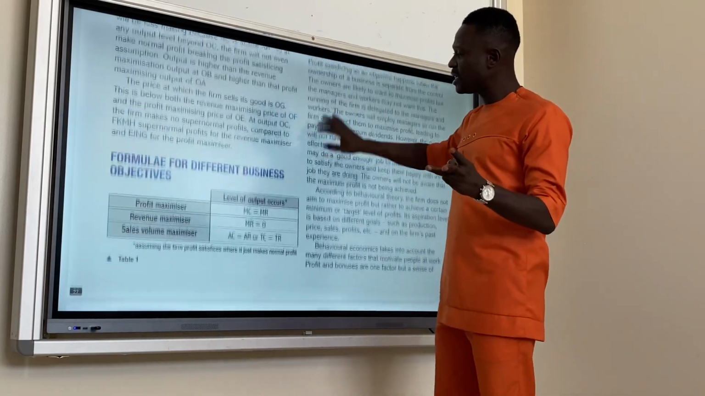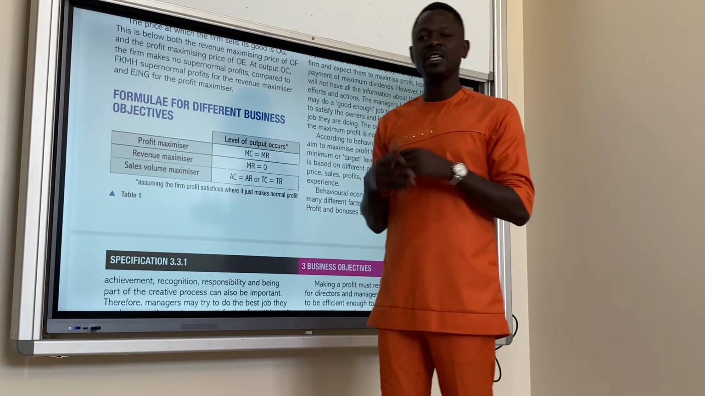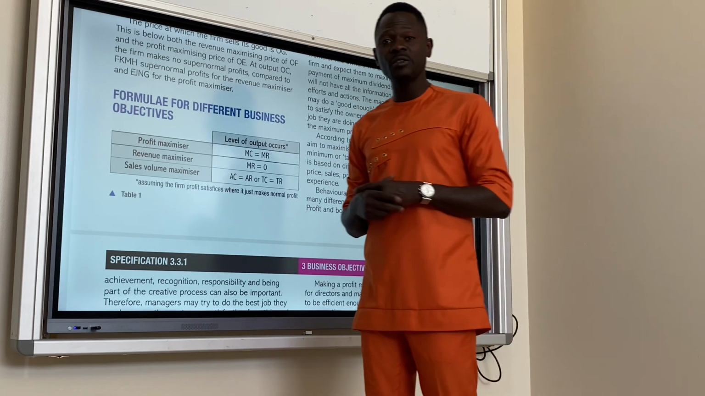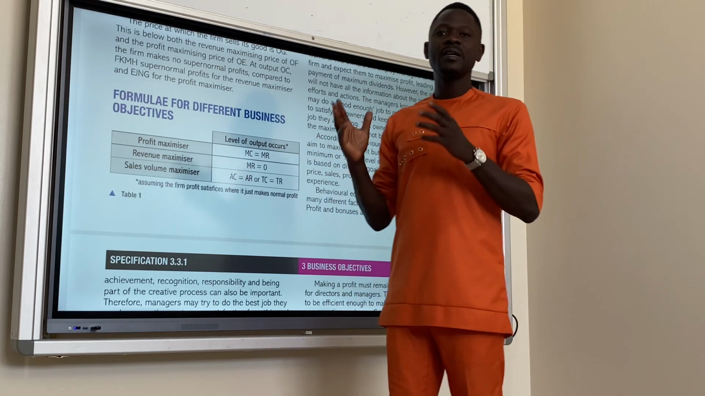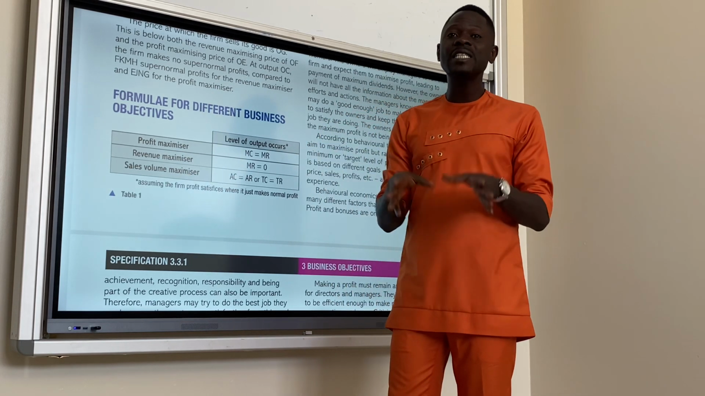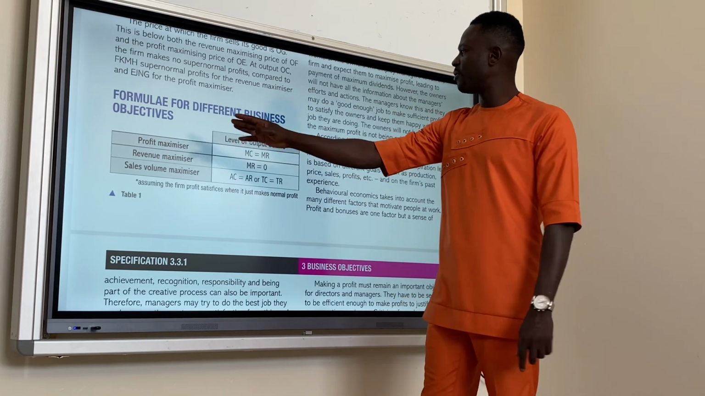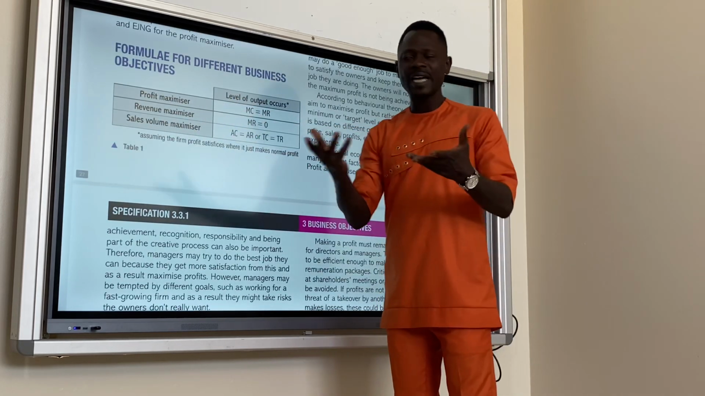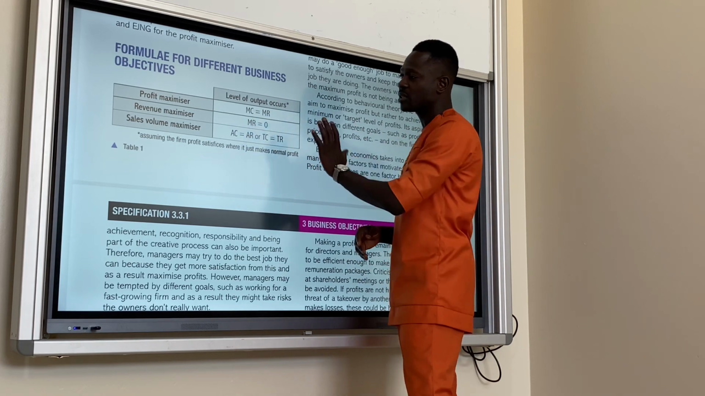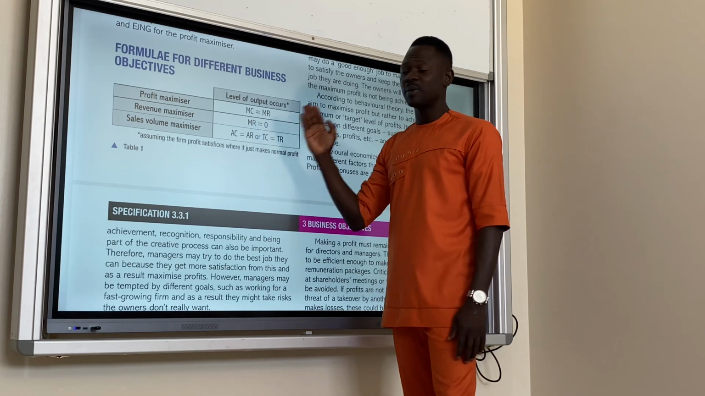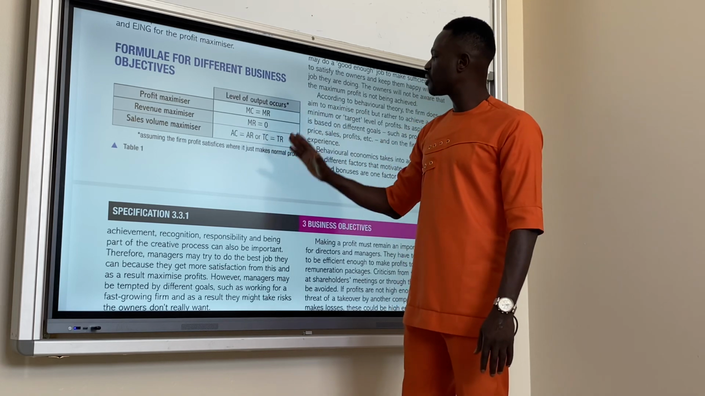The first objective of a business is profit maximization, which we talked about, making the highest possible profit within the industry. The second objective is revenue maximization, making the highest sales within the industry. And the last one is sales volume maximization, selling the highest possible in terms of quantity within the industry. So here we have the formula for different business objectives. For profit maximizers, the level of output will be at marginal revenue equals marginal cost. For a revenue maximizer, marginal revenue must be equal to 0. And for a sales volume maximizer, it is average cost equals average revenue, or total cost equals total revenue.